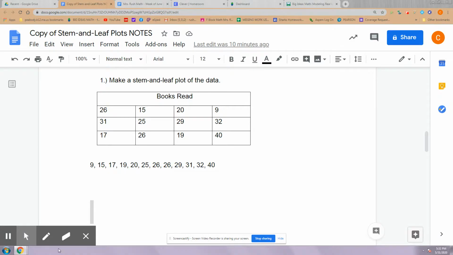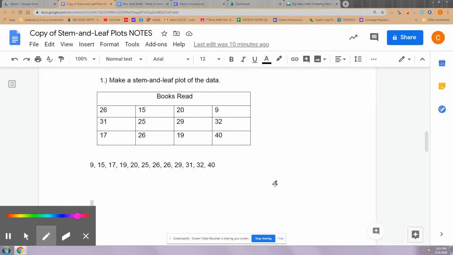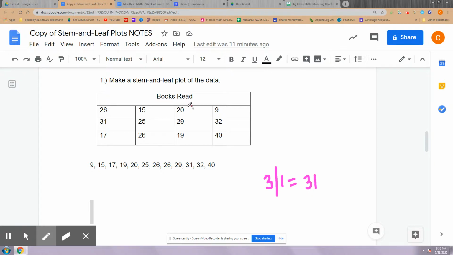Okay, I apologize, earlier when I was writing the key, it got a little cut off. What I was showing you is that after you do a stem and leaf plot, you always make a key. So my key was going to be 3-1 equals 31 books. It got cut off when I was writing that, so I'll show you here. You'd write 31, and then it tells us up here we're talking about books read. So that's why we say 31 books.